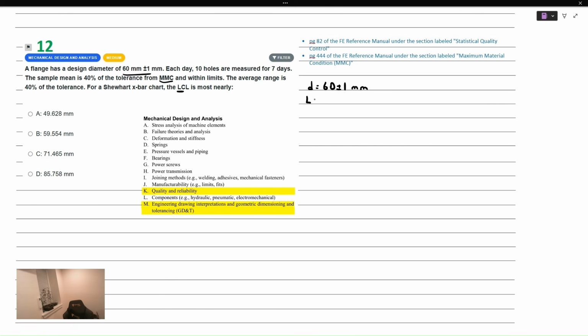So we're looking for the lower control limit, and that is based off of the average or X-bar chart over here. What is that going to be equal to? We were given some information about the overall average, or X double bar. The sample mean is 40% of the tolerance from MMC and within limits. So 40% of the tolerance range is 0.4 multiplied by the overall tolerance range. The total range of variation that we could see in terms of the design is 2 millimeters, or 1 minus a negative 1.